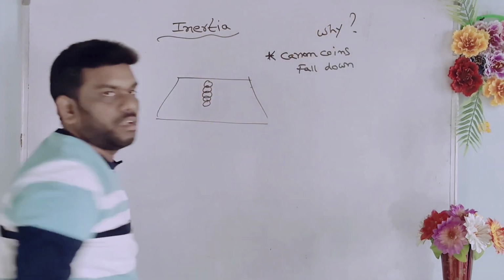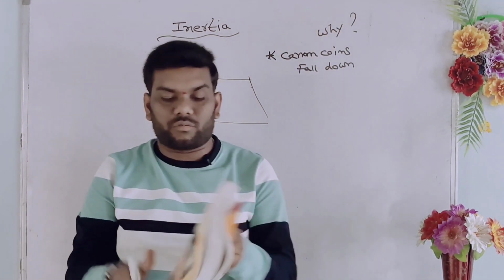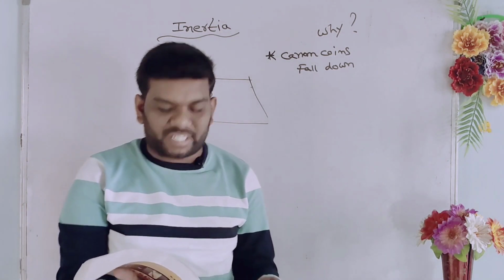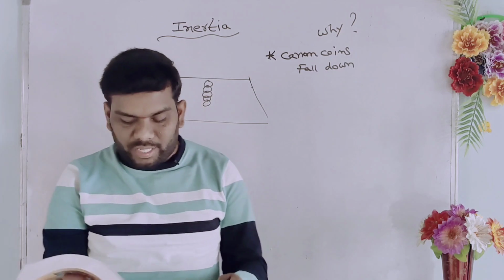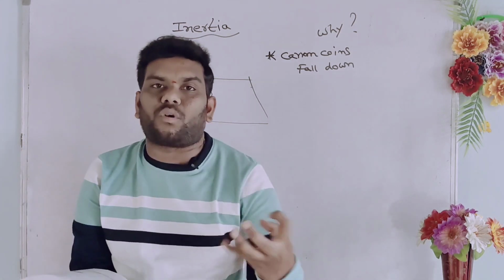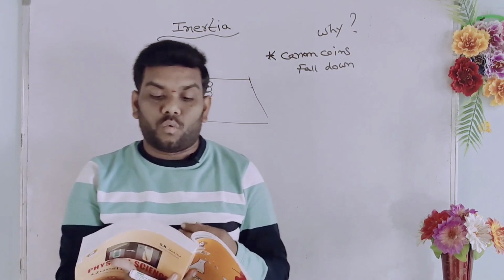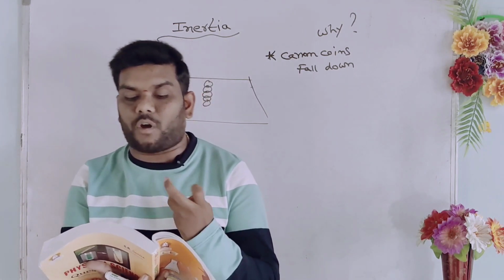Why do carom coins fall down? What is that? The striker is transferring momentum to the lowest coins. Okay, actually it is an experience about inertia of rest. And next one, what factor can decide the inertia of an object?